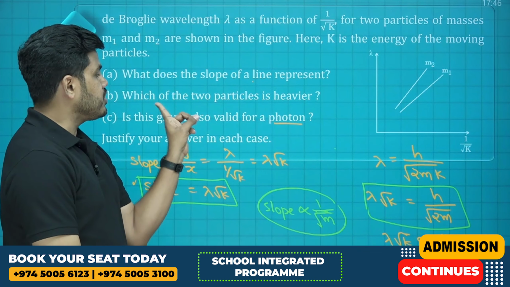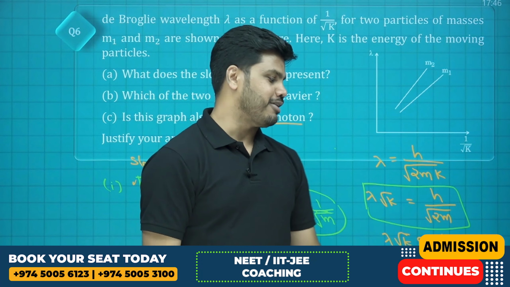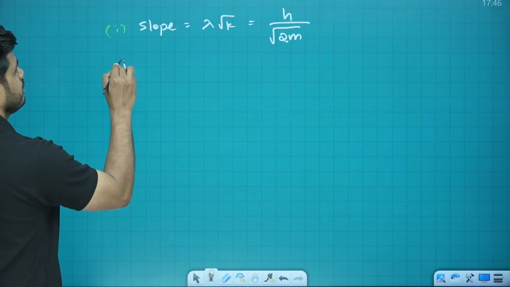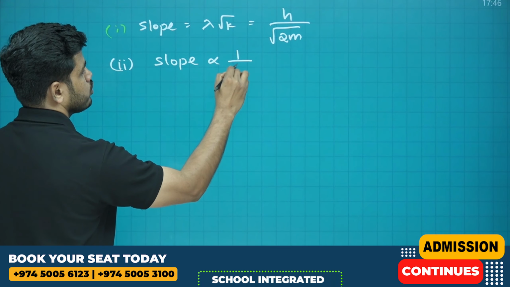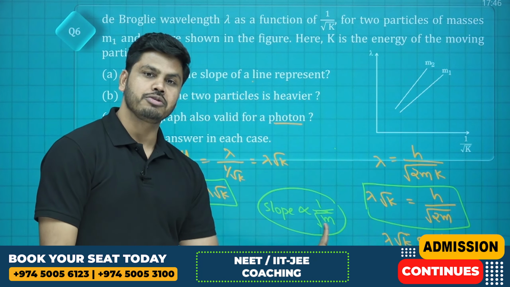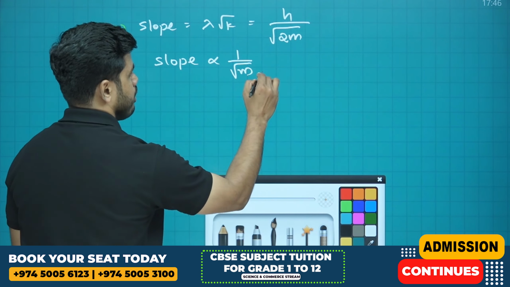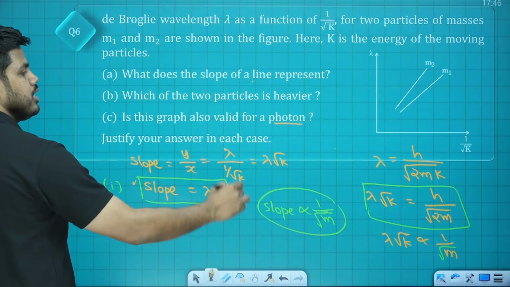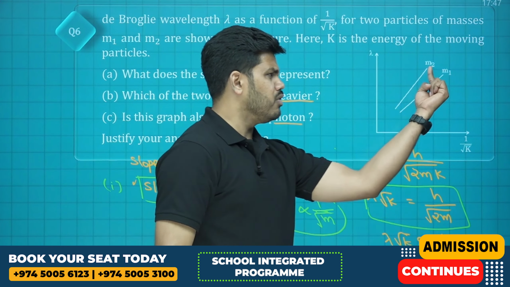The second part of the question says, which of the two particles is heavier? Now we can easily identify that. We got that slope is directly proportional to 1 by root of m. That is our conclusion from the previous discussion. Which means if the mass is greater, the slope will be less. You are asked to identify which one is heavier, m1 or m2.